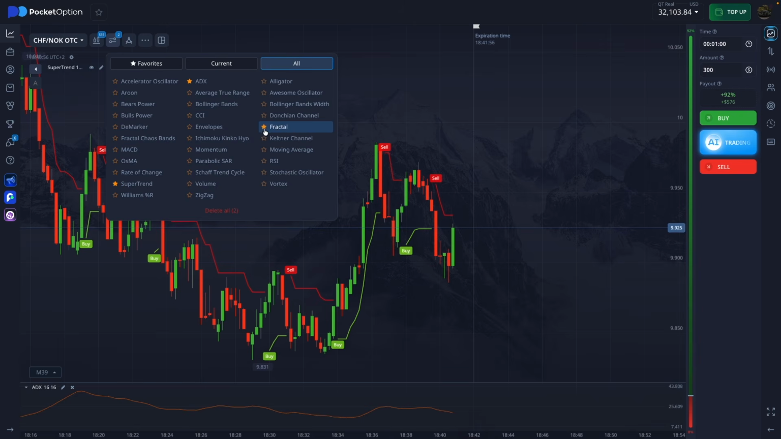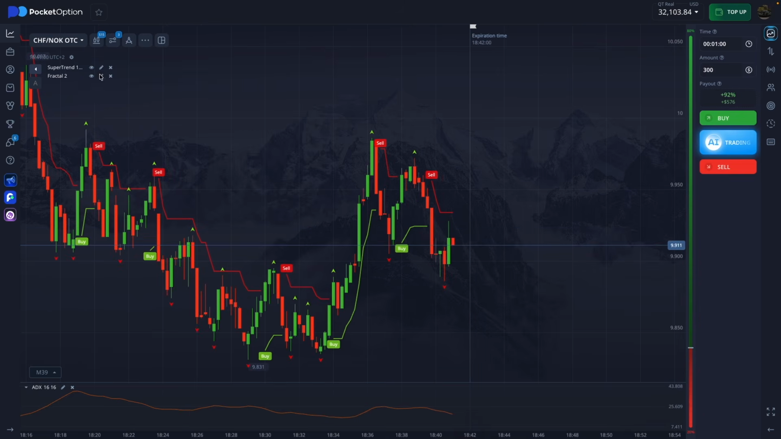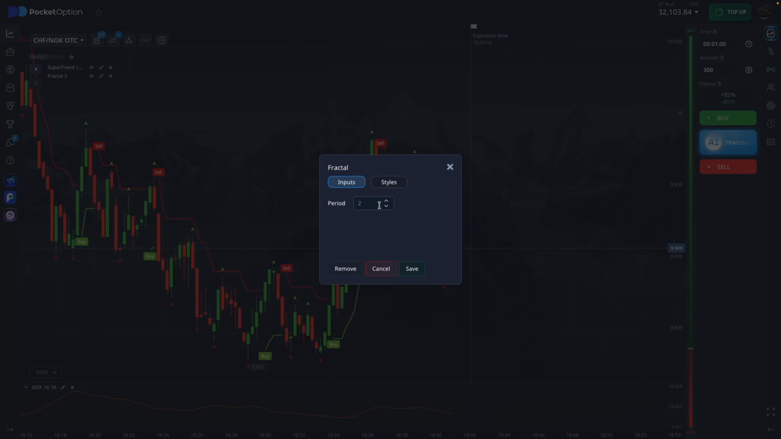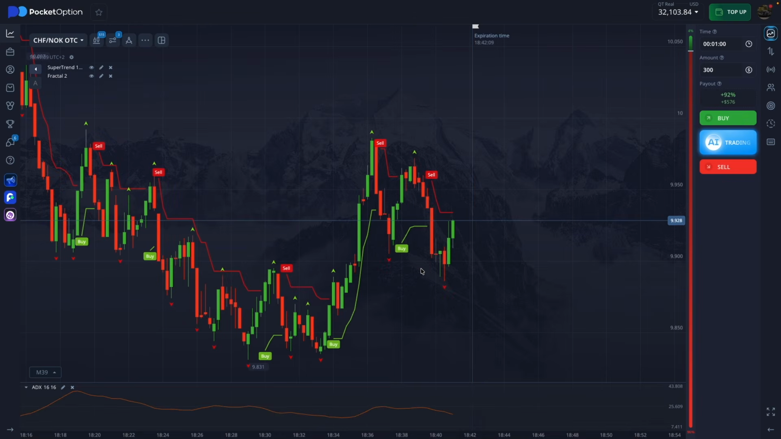And finally, the third indicator that I will use today is the Fractals indicator. I add it to the chart, then I go to the settings. Here, I use a period of 2, and I don't change anything in the styles. So, I leave the standard settings, then click the Save button.